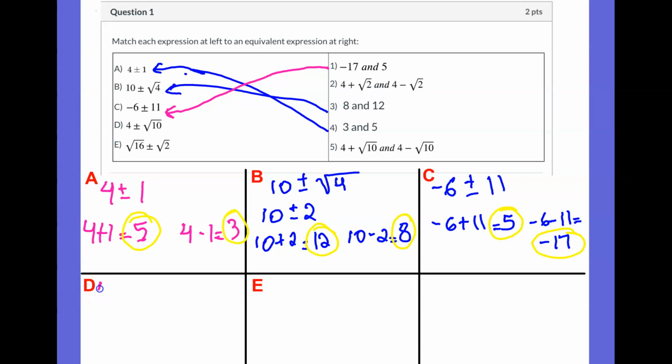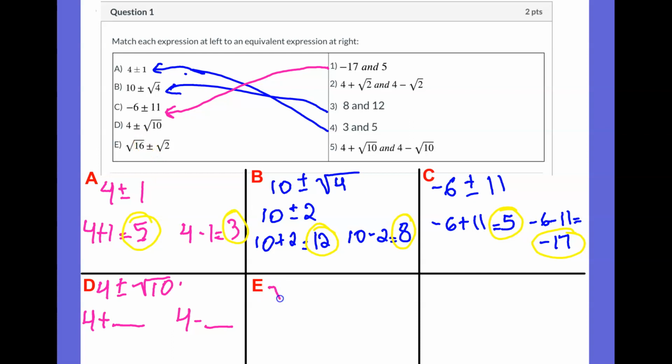So now I have 4 plus minus the square root of 10. So we learned how to do the square root of 10. It will be a decimal. So you will set up 4 plus the square root of 10, and then you will write 4 minus the square root of 10. There's no whole number that we multiply to get the square root of 10, but it will be a decimal.